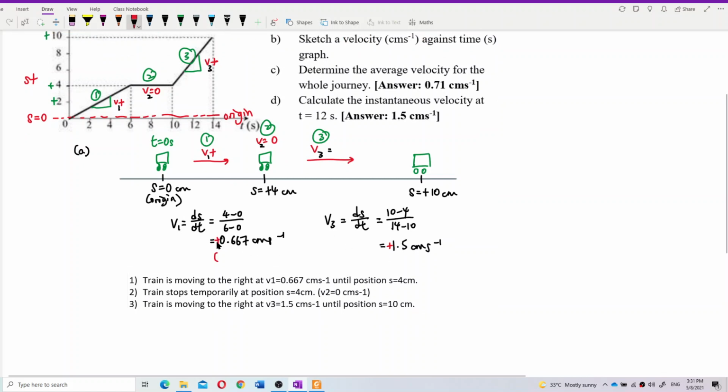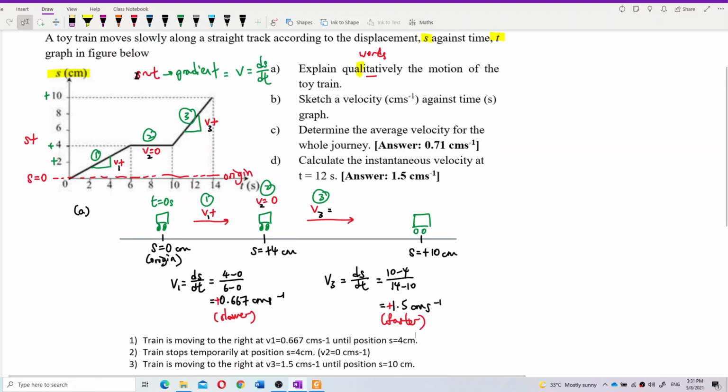So the first part travels slower, and this one travels faster. So what I can say is the gradient of the displacement-time graph is velocity. Understand?